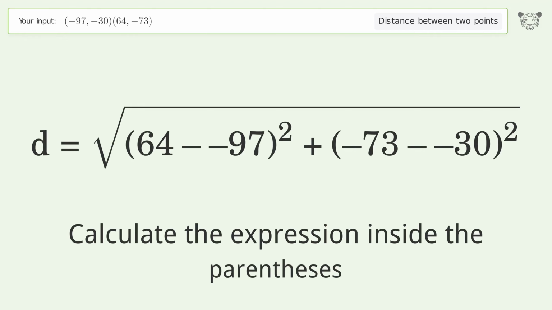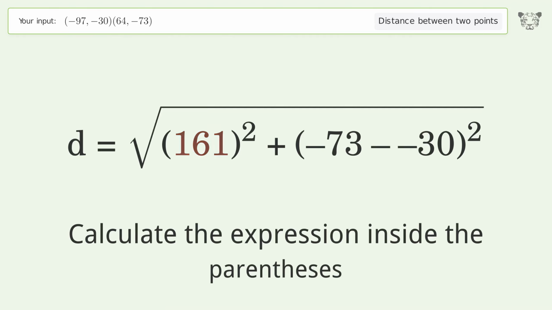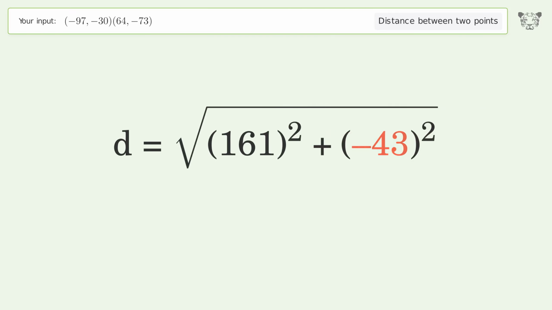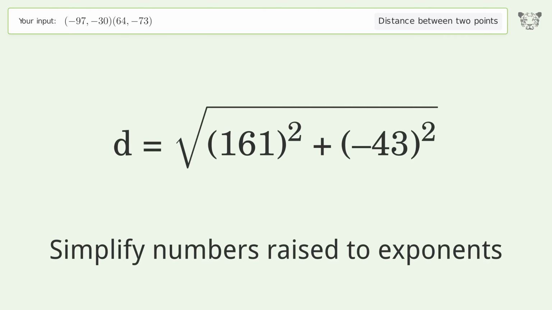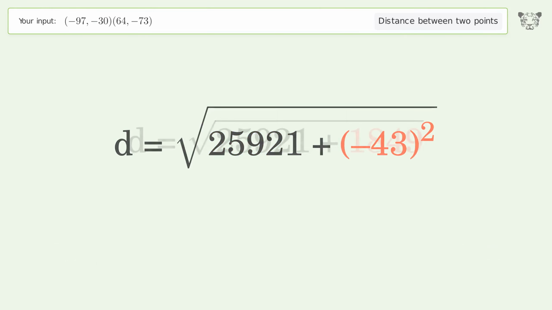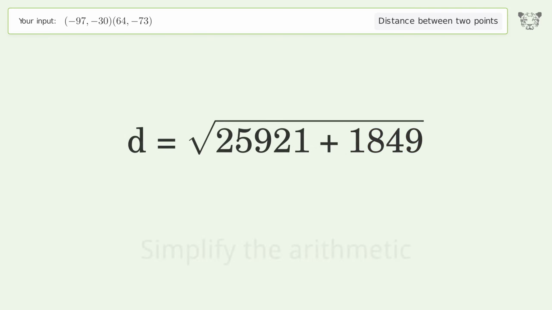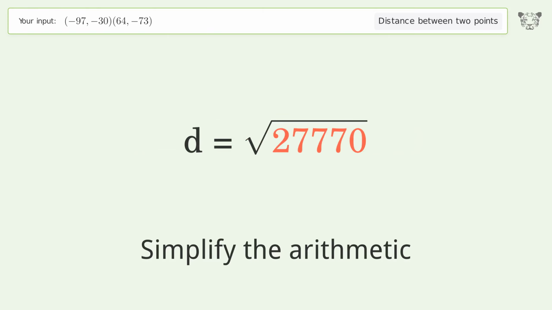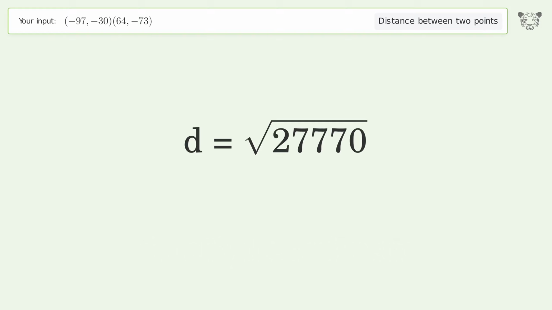Calculate the expression inside the parentheses. Simplify numbers raised to exponents. Simplify the arithmetic. And so the distance between the 2 points is the square root of 27,770, or 166.643.